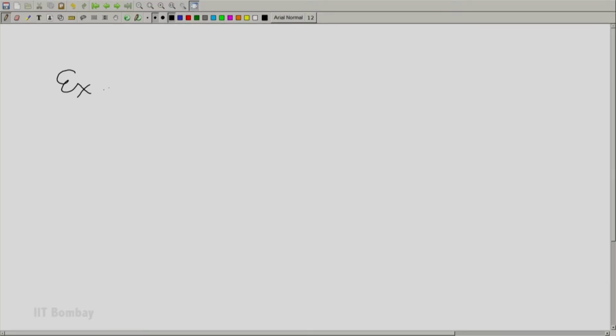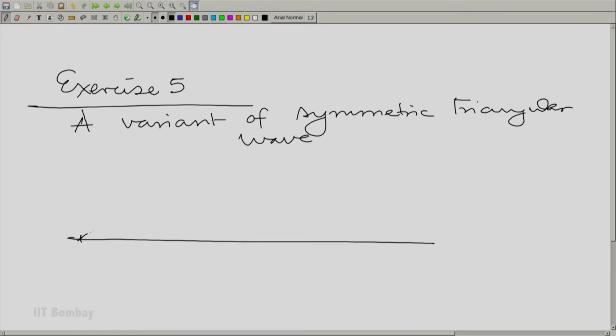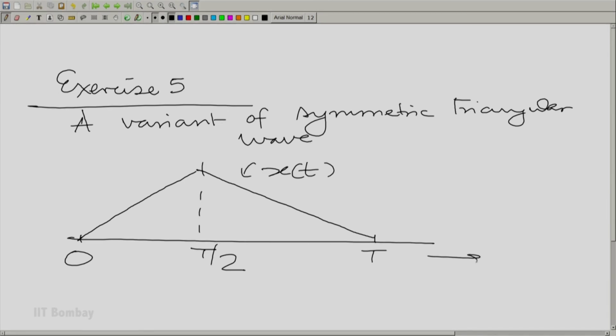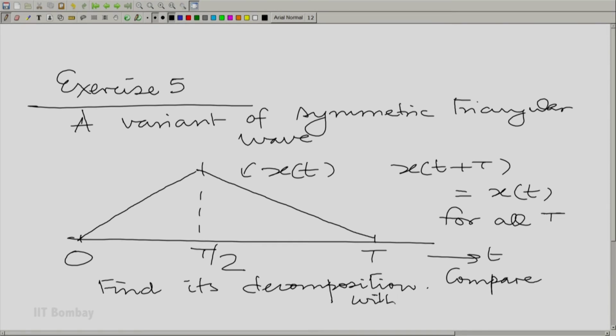There is one more symmetric triangular wave that we can consider. Let me draw that for you. So, exercise 5, a variant of the symmetric triangular wave. That looks like this. In one period, it only rises and falls, it does not go negative. Find its decomposition. Compare, that will be the interesting part, compare with exercise 3. What differences do you see?